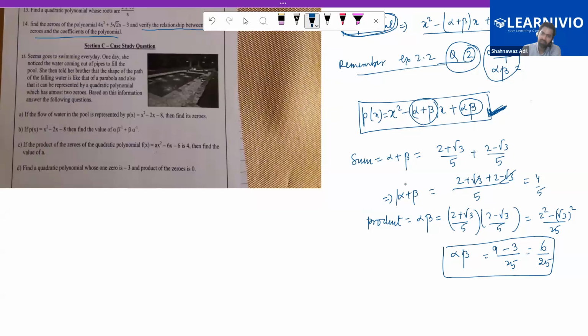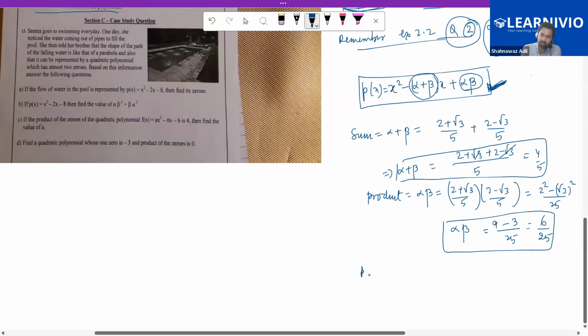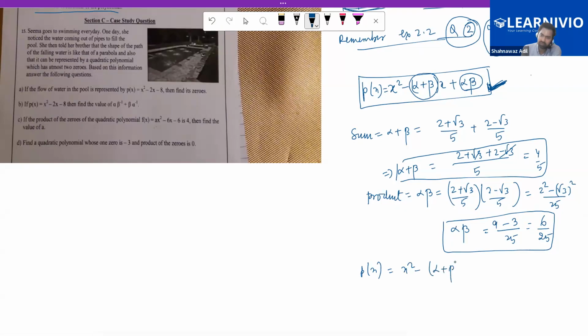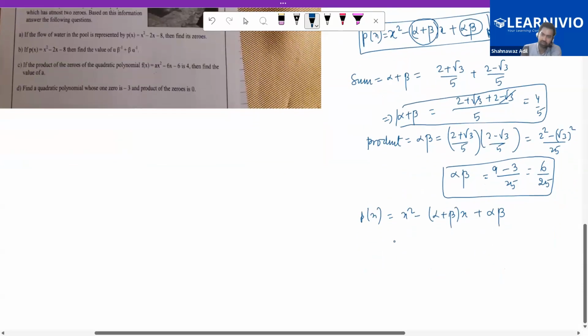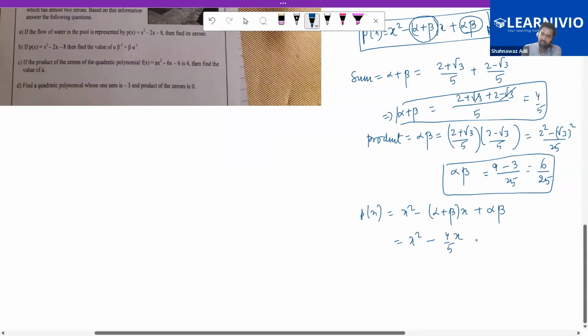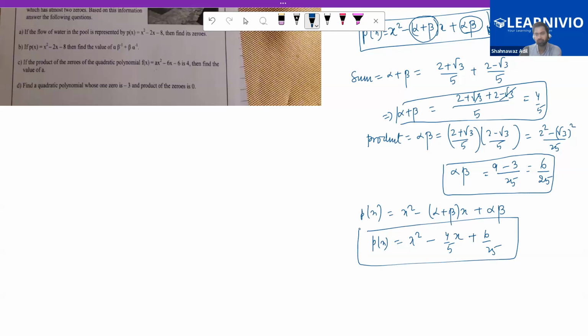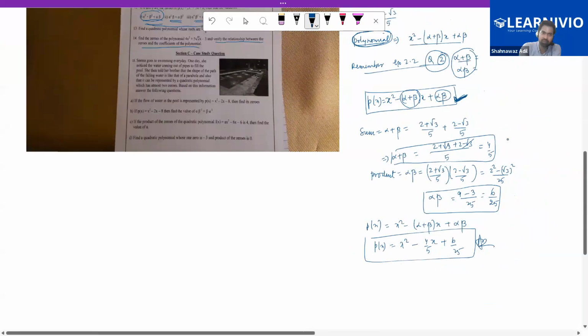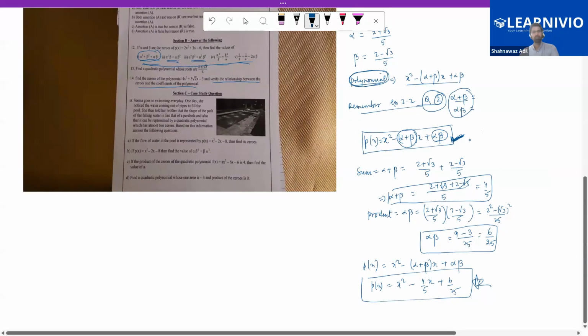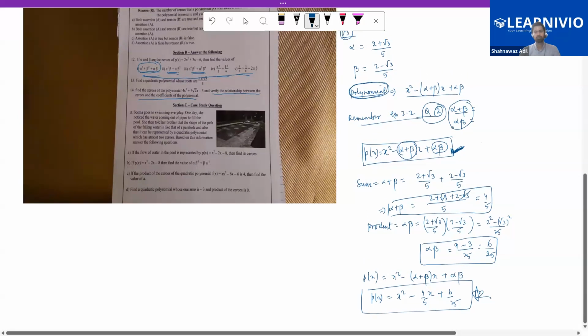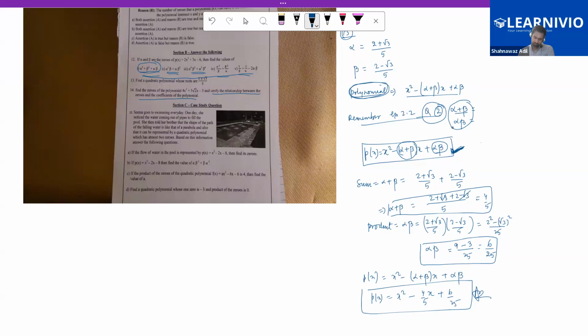Yes, sir. Now, if we have this sum and this product, then we write the polynomial. What is the polynomial? Polynomial is x square minus sum into x plus product. So the sum we have calculated, 4 by 5, and then the product. So that is the polynomial. Clear? Yes, sir. So this is the answer. Please note it down and then we'll do the last. If you have any doubt, please tell. Yes, sir. Noted.